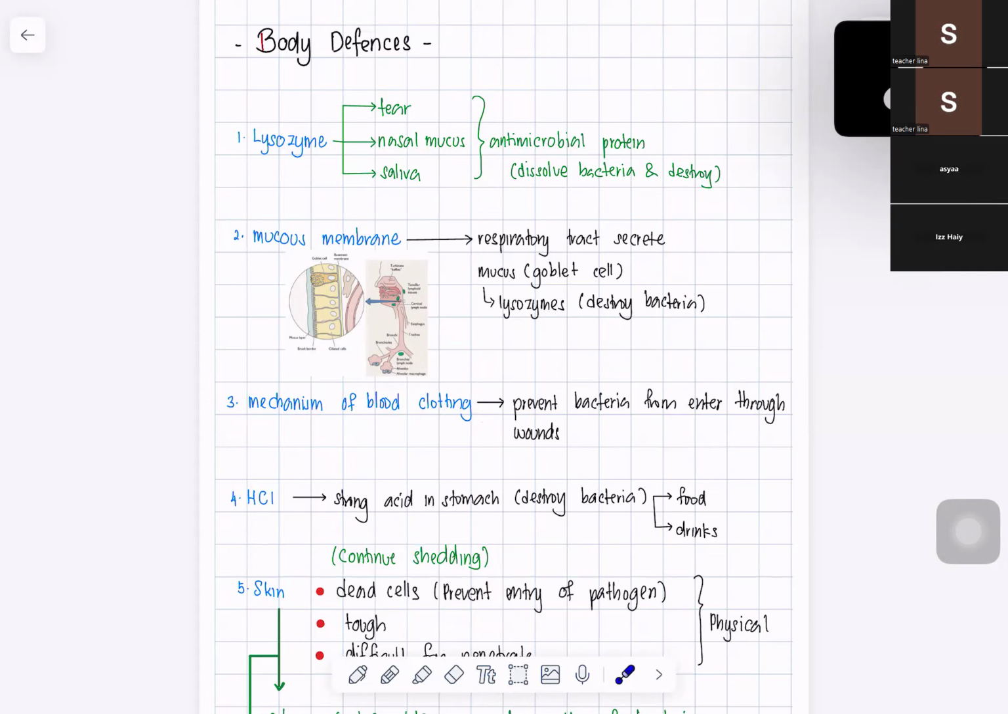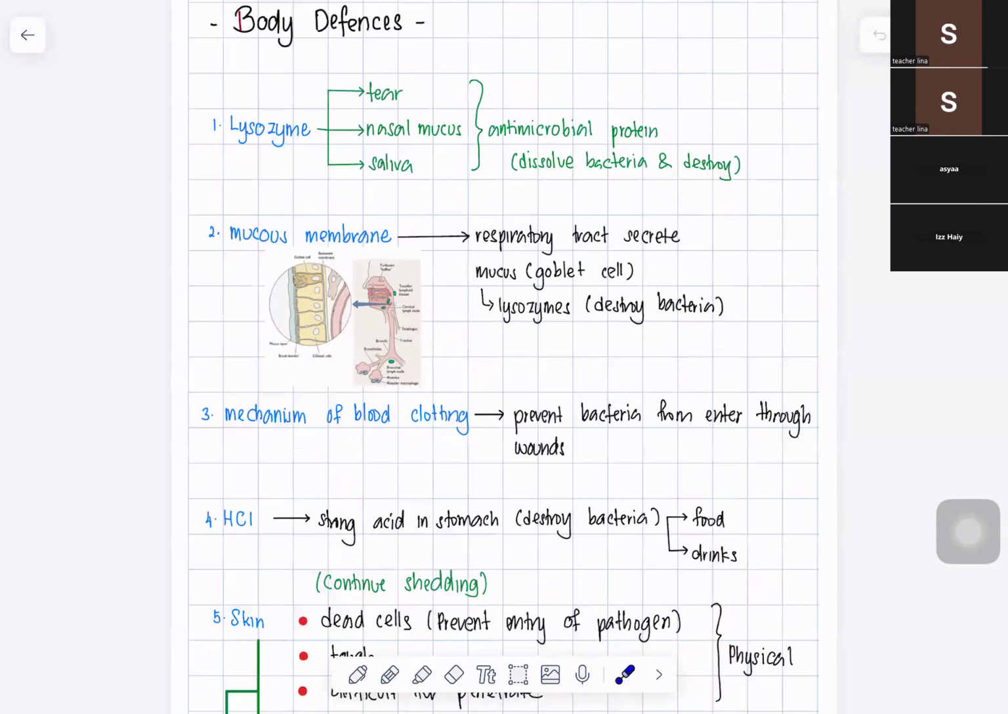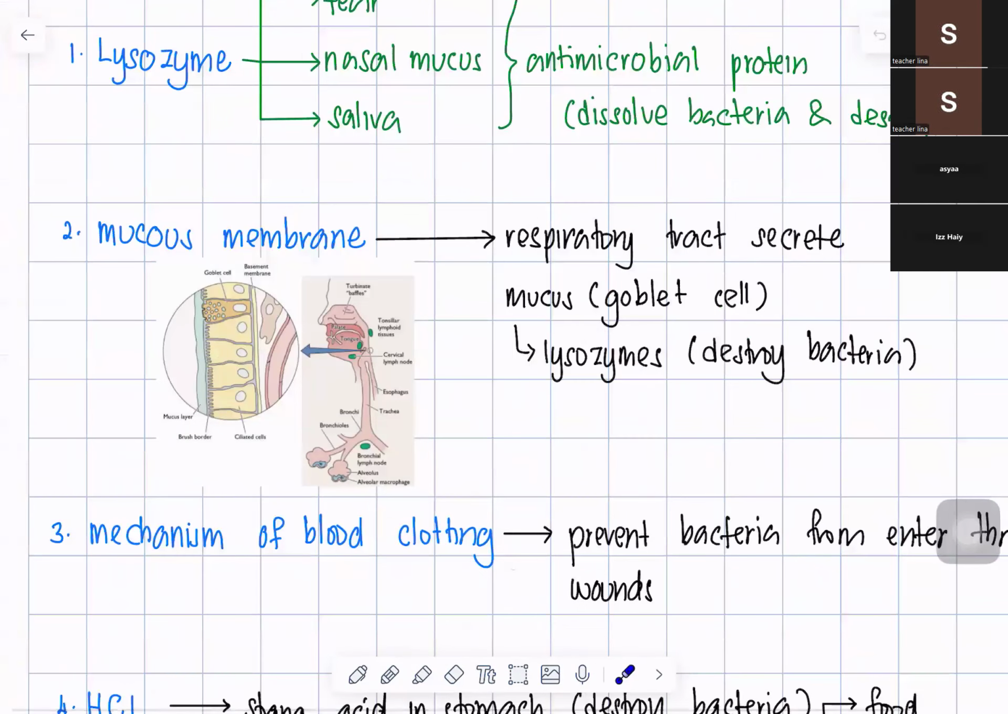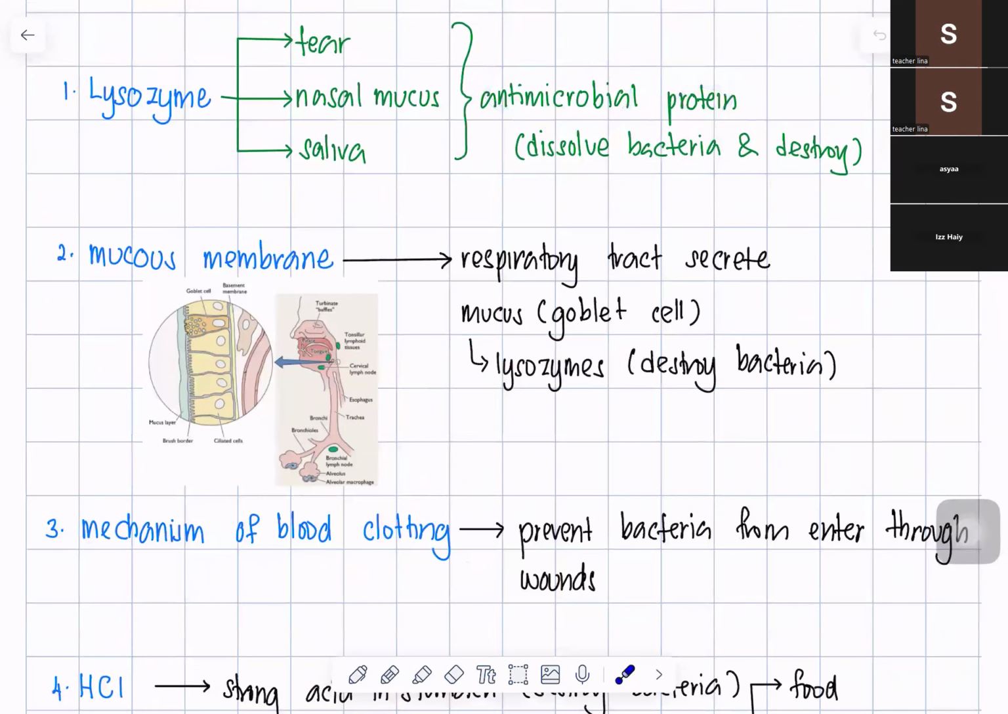Alright. Mucous membrane. So mucous membrane is at the respiratory tract. It will secrete the mucus. Which cell will secrete the mucus? That one is the goblet cell. Goblet cell will secrete the mucus. So mucus contains lysozyme. It will disrupt bacteria because it has antimicrobial protein. That one is the mucous membrane.